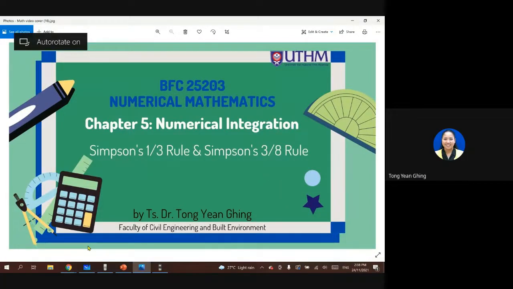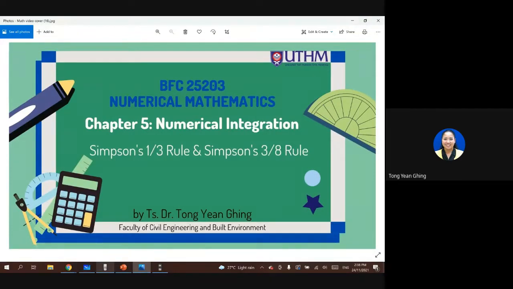Okay, so today we will continue, it should be chapter 6. Chapter 5 should be chapter 6, numerical integration, because yesterday was chapter 5, numerical differentiation. I will cover only Simpson's 1/3 rule and Simpson's 3/8 rule.